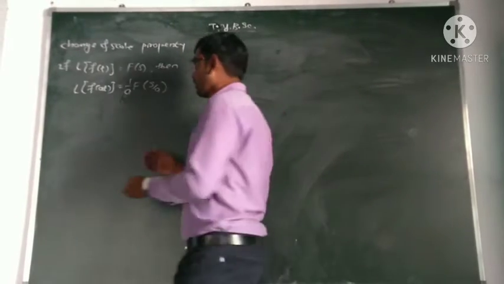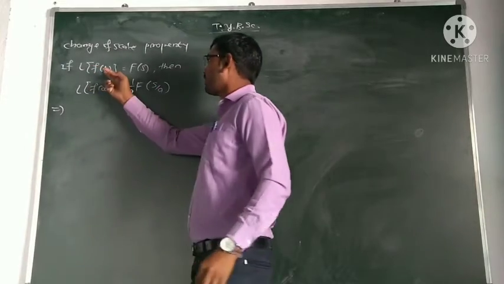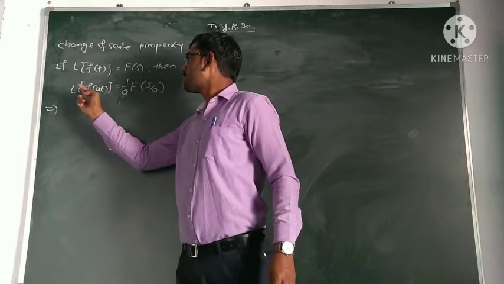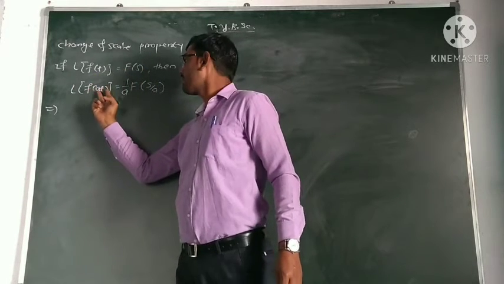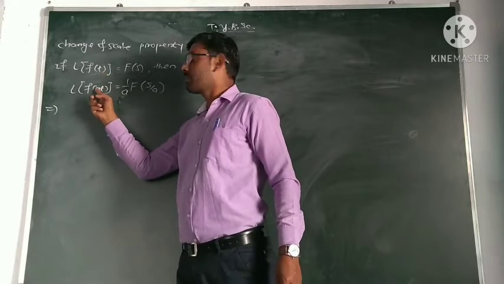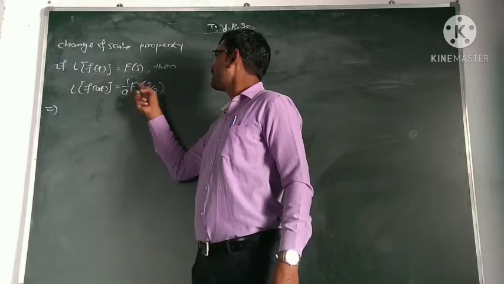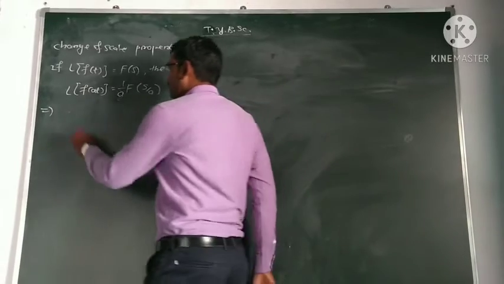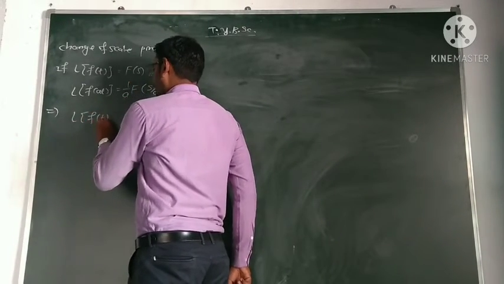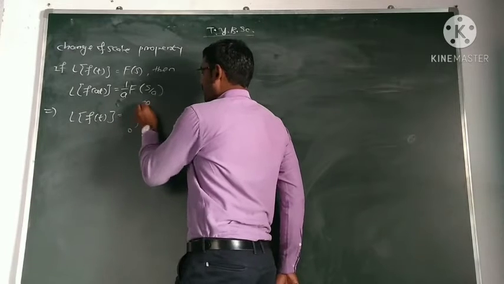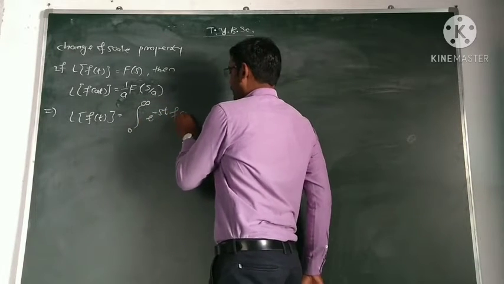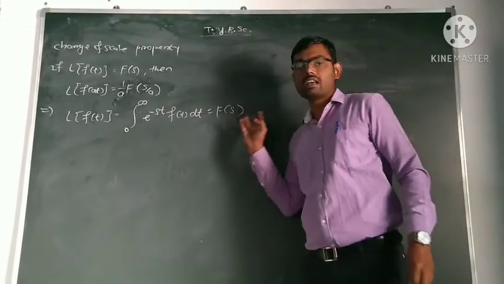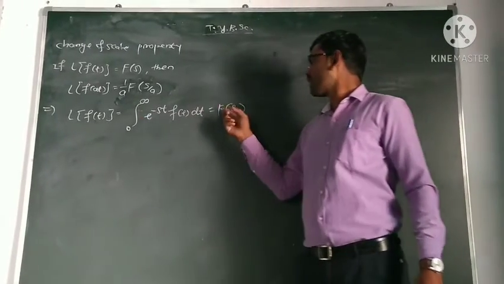Okay, if the Laplace transform of the function f of t is F of s, then the Laplace transform of the function f of a into t, so we have done scaling here, where t is replaced by a into t, is always equal to 1 by a into F of s by a. Okay, we will prove this. We have the Laplace transform of the function by definition equal to integral 0 to infinity e raised to power minus st f of t dt, equal to our F of s, that exists for some s greater than alpha. Okay, this value is known as F of s.